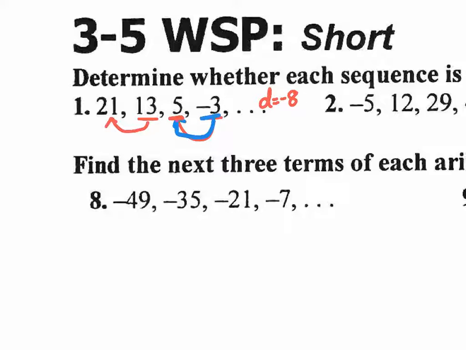But if I go -5, take away 13, what will that give us? Wait, I'm sorry, I said -5. +5, take away 13, it's also -8. So if we go 13, take away 21, it's also -8. So number one is yes, it is arithmetic. Why? Because D equals 8, because there's a common difference of 8.